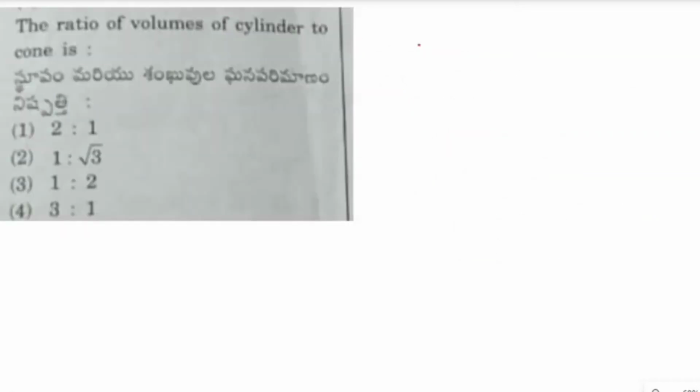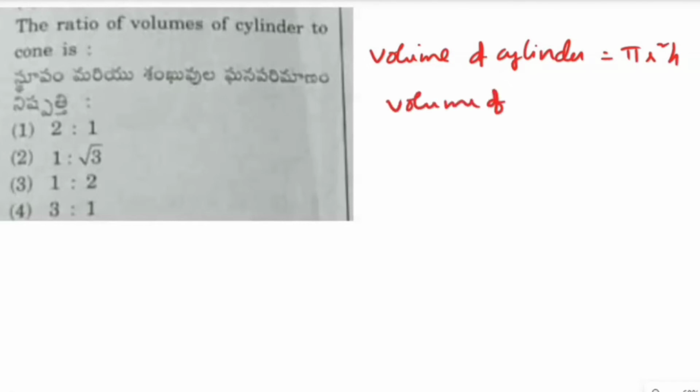Coming to question number 99. The ratio of volumes of cylinder to cone. So, volume of cylinder, the formula for volume of cylinder is pi r square h. Volume of cone, what is the formula for volume of cone? It is pi r square h by 3, or 1/3 of pi r square h. So let us find the ratio of both. Pi r square h is to pi r square h by 3.